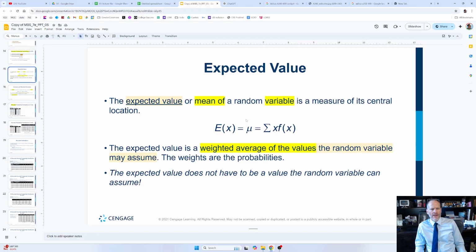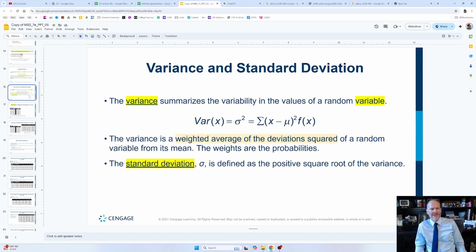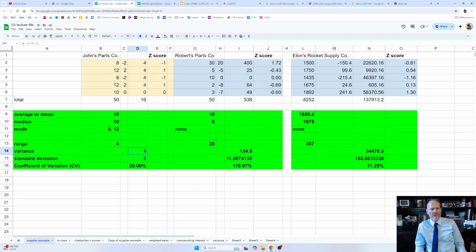All right, so now that we have done the expected value of the variable, that's how you calculate it, saw that in the last video, we're going to do the variance and the standard deviation. If you remember variance and standard deviation from chapter 3, where we had John and Robert's parts companies, just to review that, here's the number of days they took to deliver parts at John's company, here's how many days Robert took to deliver parts.